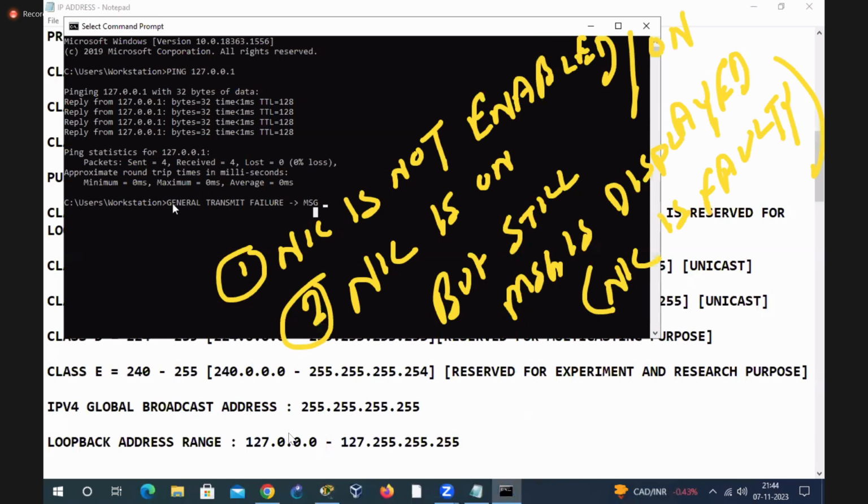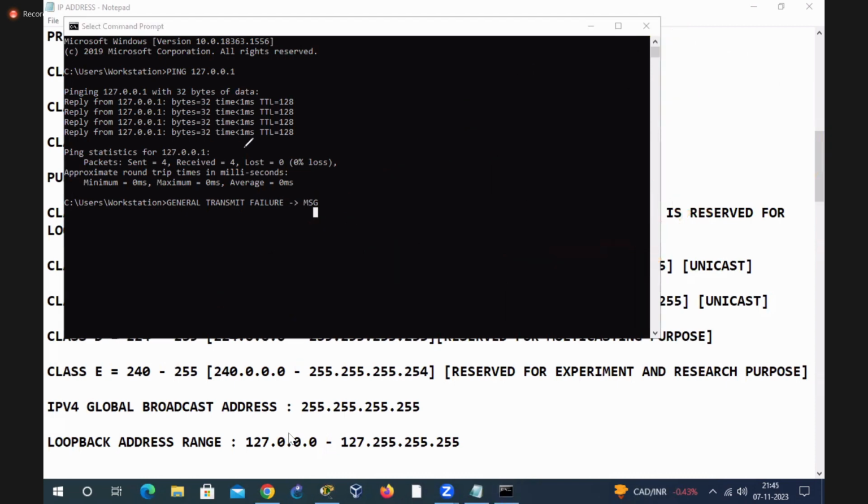This is what you are getting, everyone. If you get your replies like this, it means your NIC is perfectly working. If you are getting this message, it means that you have some issues. So either you check your NIC, which is either on or off. If it is off, then switch it on, then do the ping test like this, it will work. But if you're still getting this type of message after switching on your NIC, it simply means that you have a hardware problem in your network interface card. At that time, you will have to change it.